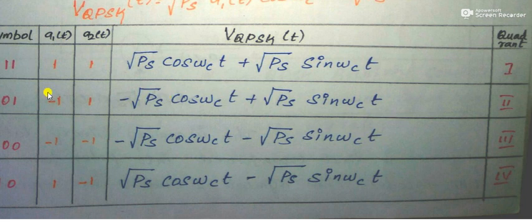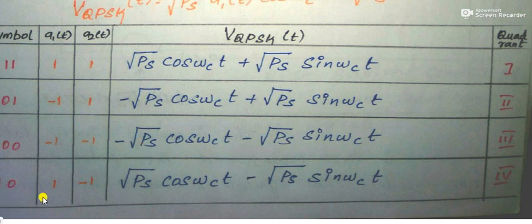And the second symbol, 0 1. If A1(t) is 0, A2(t) is 1. 0 means minus 1, and 1 means plus 1. So we can substitute A1(t) equal to minus 1 and A2(t) equal to plus 1. For the symbol 0 0, both bits are represented as minus 1 volt, minus 1 volt, so that it is minus root Ps, minus root Ps. This is the third quadrant.